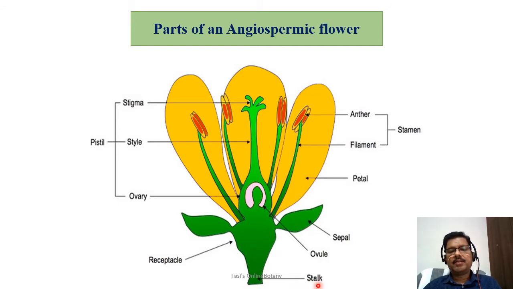The stalk is called the pedicel, and this is the receptacle. Then the outermost whorl is the sepal. The second one is the petal, and the third one is the stamen, which consists of anther and filament, and the innermost is the pistil, which consists of stigma, style, and ovary, and the ovary encloses ovules.